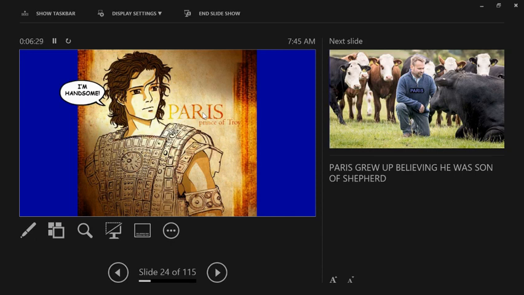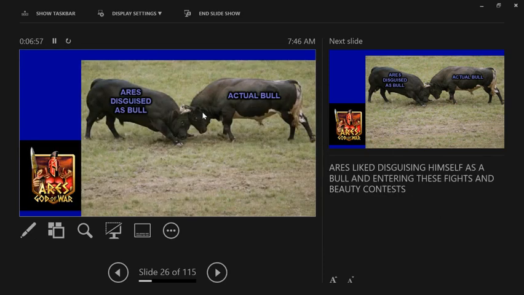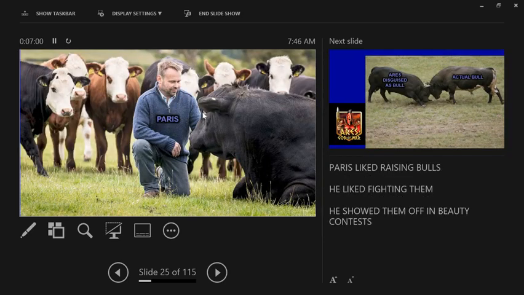Paris grows up to be one of the most handsome young men ever, believing that the herdsman is his father. One of the things that Paris likes to do is breed and raise cattle and bulls. He likes raising bulls and fighting the bulls, and he shows them off in beauty contests. It's almost like the rodeo where we judge the best bull or the best cow, and that is what Paris is doing.